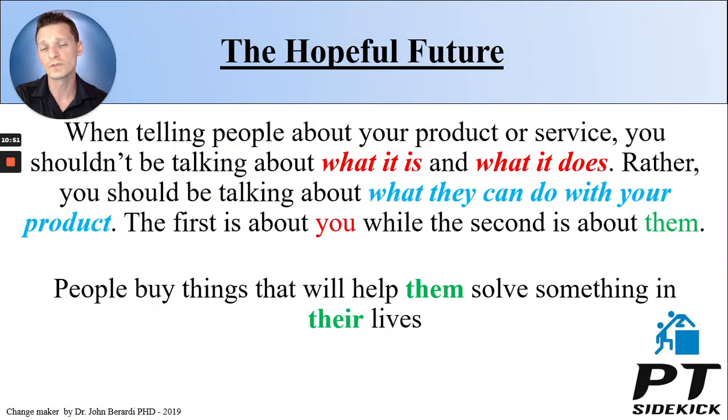So the hopeful future is when telling people about your product or service, you shouldn't be talking about what it is and what it does. Rather, you should be talking about what they can do with your product. The first is about you, while the second is actually about them. Because people buy things that help them solve something in their lives. So when you're doing this, just constantly keep in mind what's in it for them.